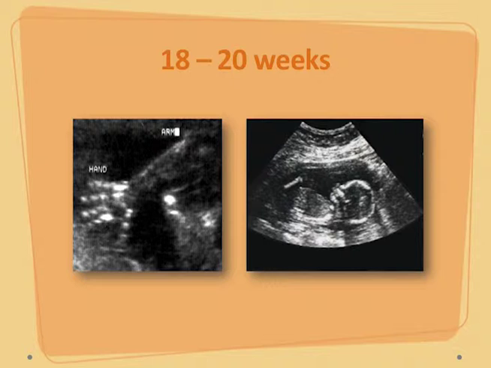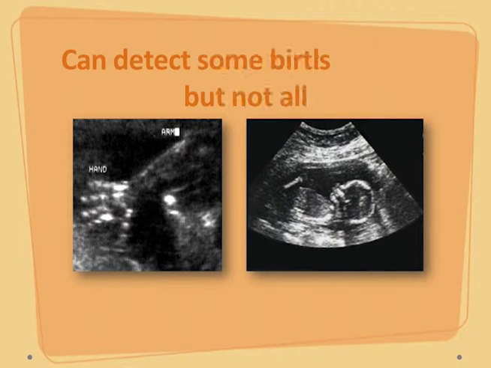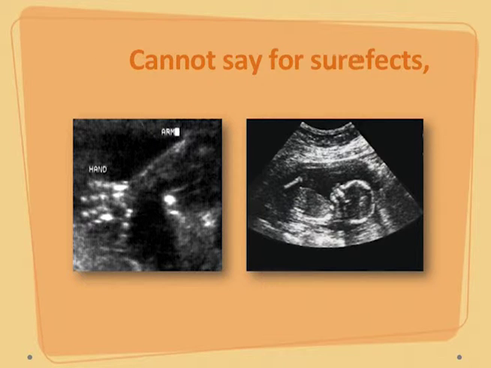The best time to get a good view of the anatomy of the baby is at about 18 to 20 weeks of pregnancy. At this time, ultrasound can detect some birth defects, such as some cases of open spine defects, heart defects, and cleft lip. However, many types of birth defects cannot be detected by ultrasound, and ultrasound can never say for sure whether the baby has a chromosome abnormality or a genetic condition.